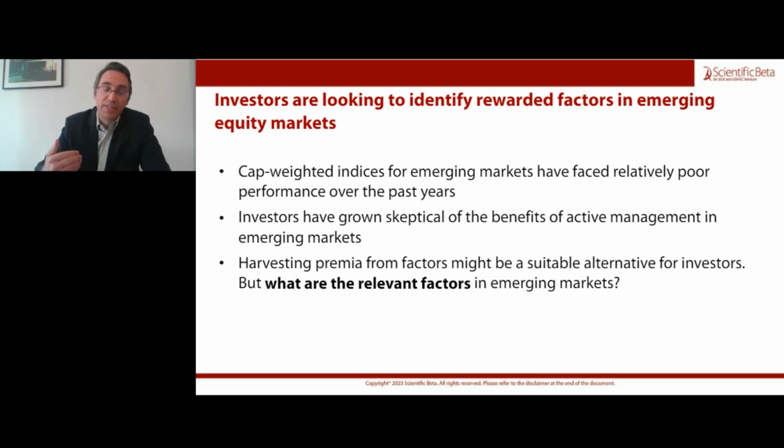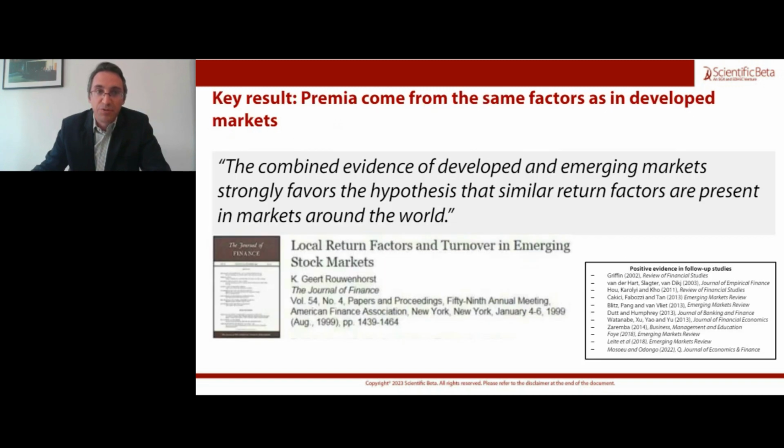So the idea would be that investors can just harvest factor premia by tilting towards these factors in their emerging market portfolio. But that, of course, leads to the question, well, what are the relevant factors in emerging markets? Factor investing initially was established typically in US equities and developed markets. And so the question really is, if you invest in emerging markets, what are actually those factors that can give you a return advantage? And that's the question that I want to address.